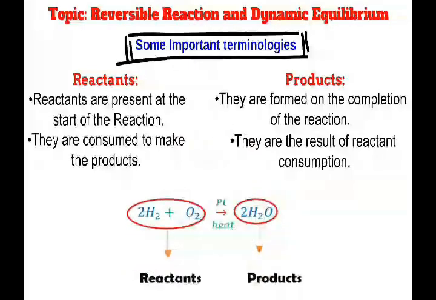Let us see with the help of an example what are reactants and products. In this chemical equation, you can see that hydrogen and oxygen are the reactants whereas water is the product. This chemical reaction takes place in the presence of platinum catalyst and heat is provided to this reaction.